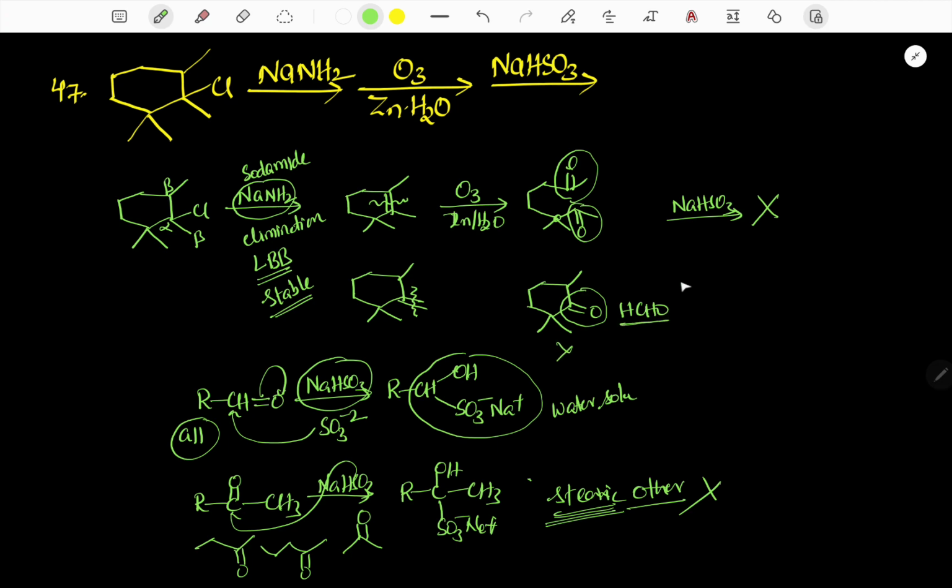And here we are having formaldehyde, so sulfur attacks the carbon, the pi bond will be shifted, and the corresponding product is CH2OH and SO3 minus Na plus, and it is water soluble.